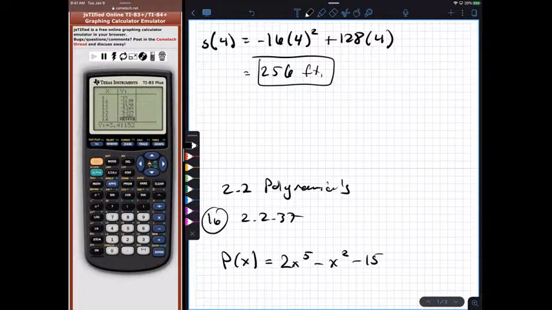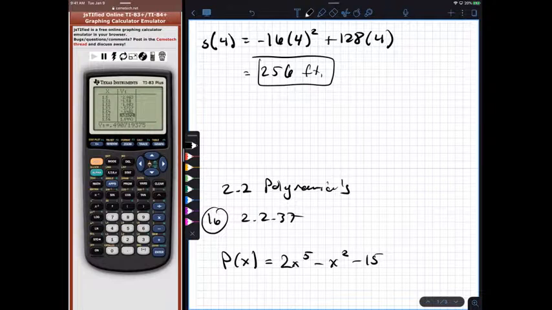So now I'm going to go back to table set, and I want it to start at 1.5, and I want it to change by 0.01. So now we're getting a more accurate decimal. Now when we go back to the table, this is just one way. There's still another way. We see a sign change here as we go from 1.54 to 1.55.